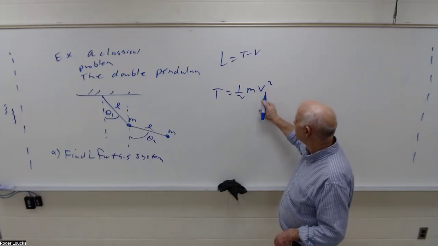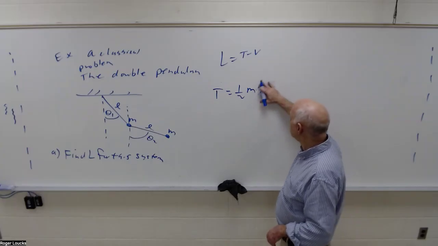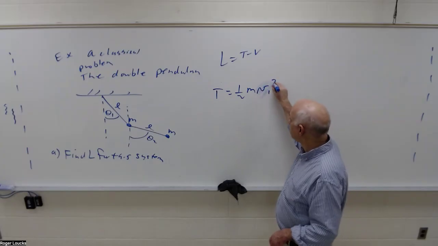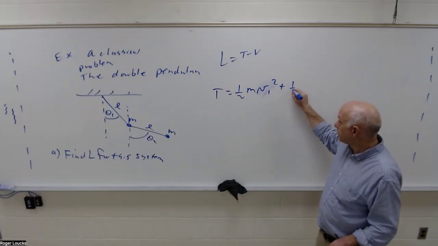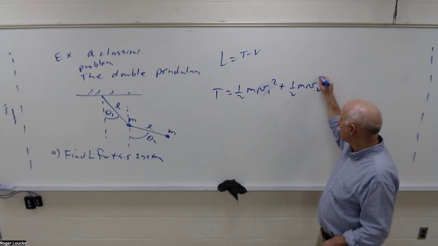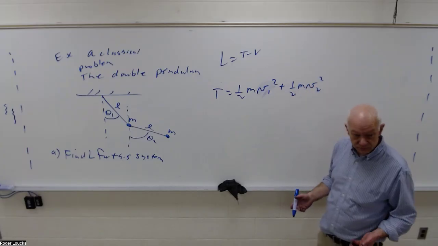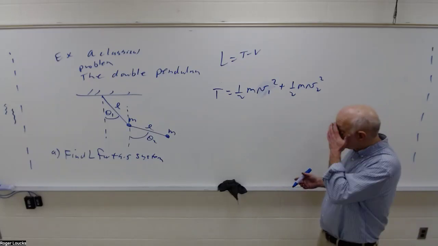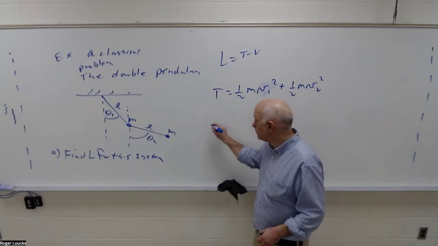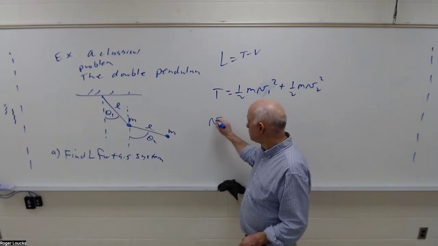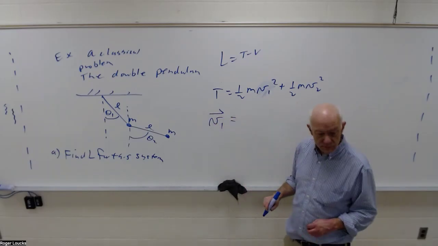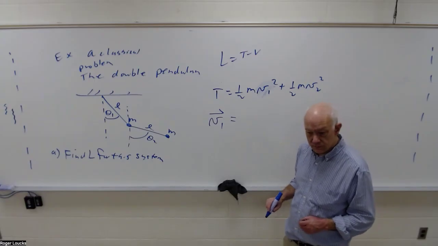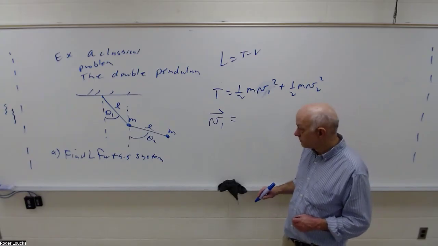V1 squared plus V2 squared. 1/2 M V2 squared. You keep the same masses because they're the same mass. Okay, so we have that. So what do we know about V1? V1 is always x dot squared.